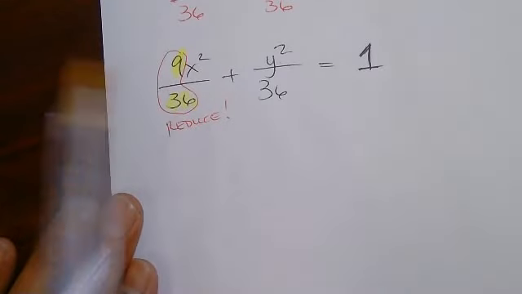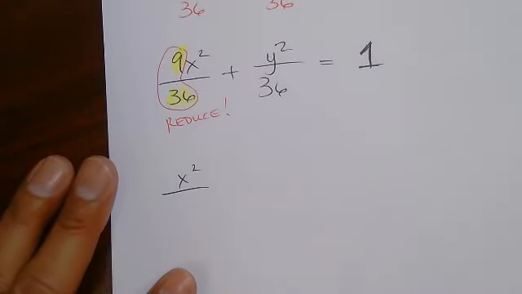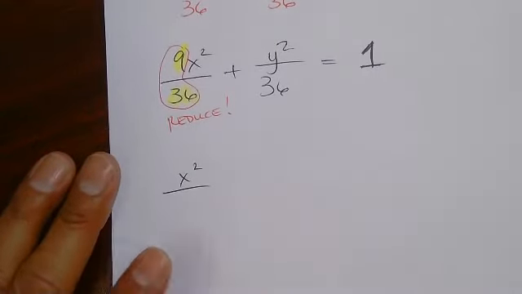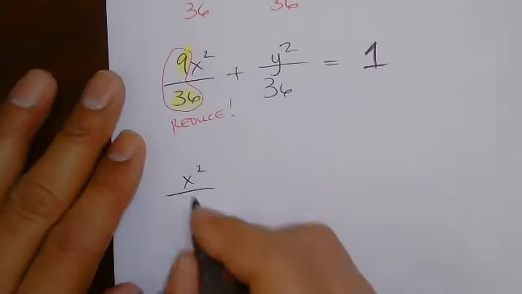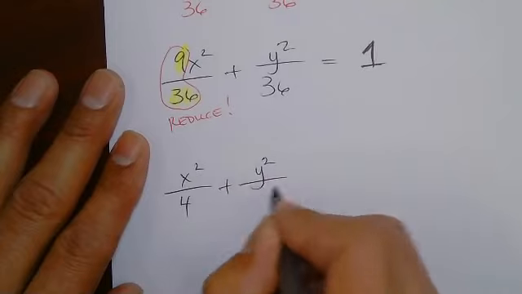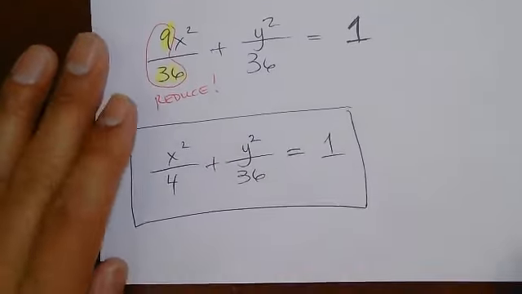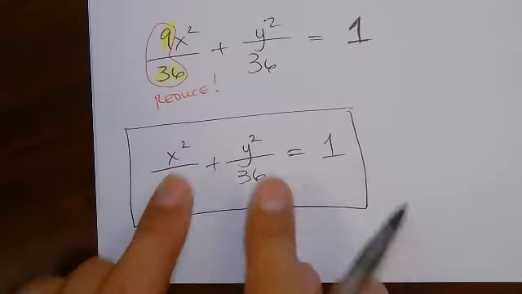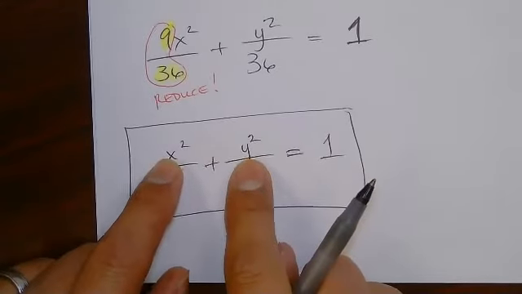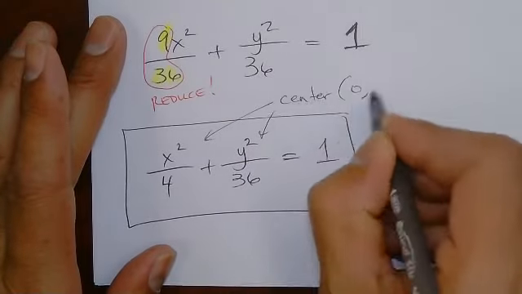Doesn't 9 go into 36? Yeah. So what's really going to be left over? X squared over 4, right? 9 goes into 9 once, 9 goes into 36 4 times. And see, now this is the equation of an ellipse. And then that's all you got to do. You don't have to graph it. Everybody remember what it means when there's no numbers up here? The center is 0, 0.